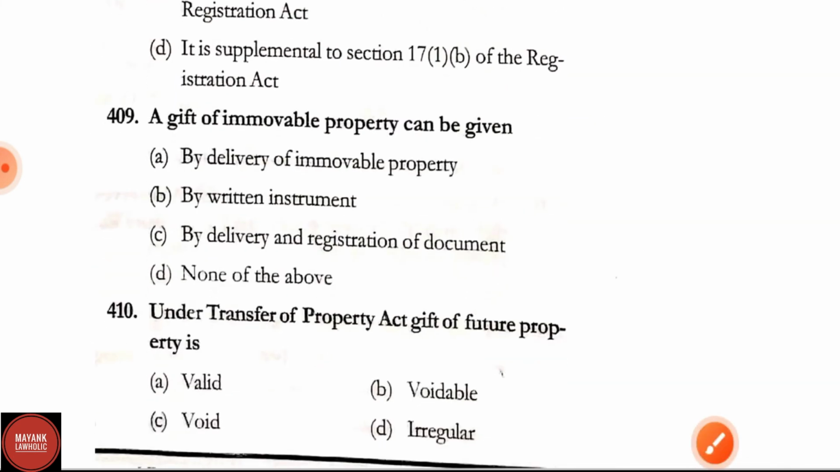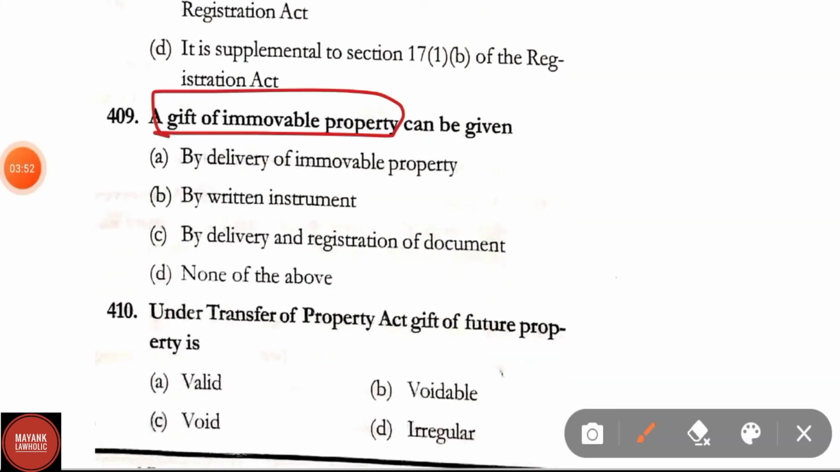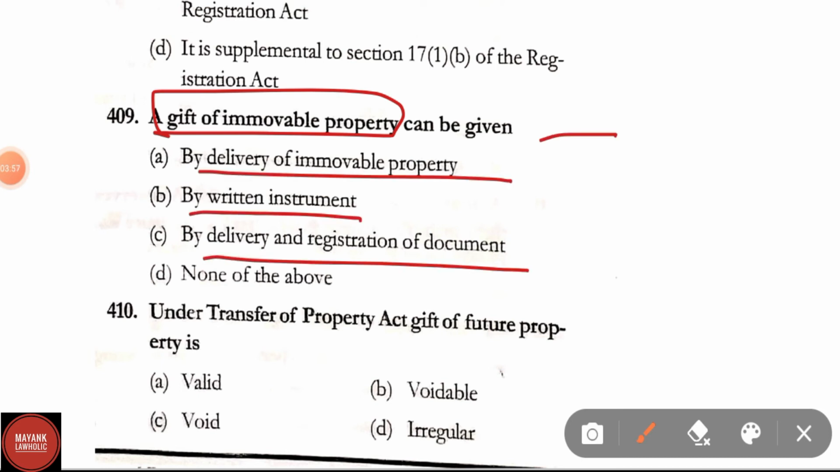Question number 409. A gift of immovable property can be given by delivery of immovable property, by written statement, by delivery and registration of the document, none of the above. Correct answer is option C, by delivery and registration of the document.